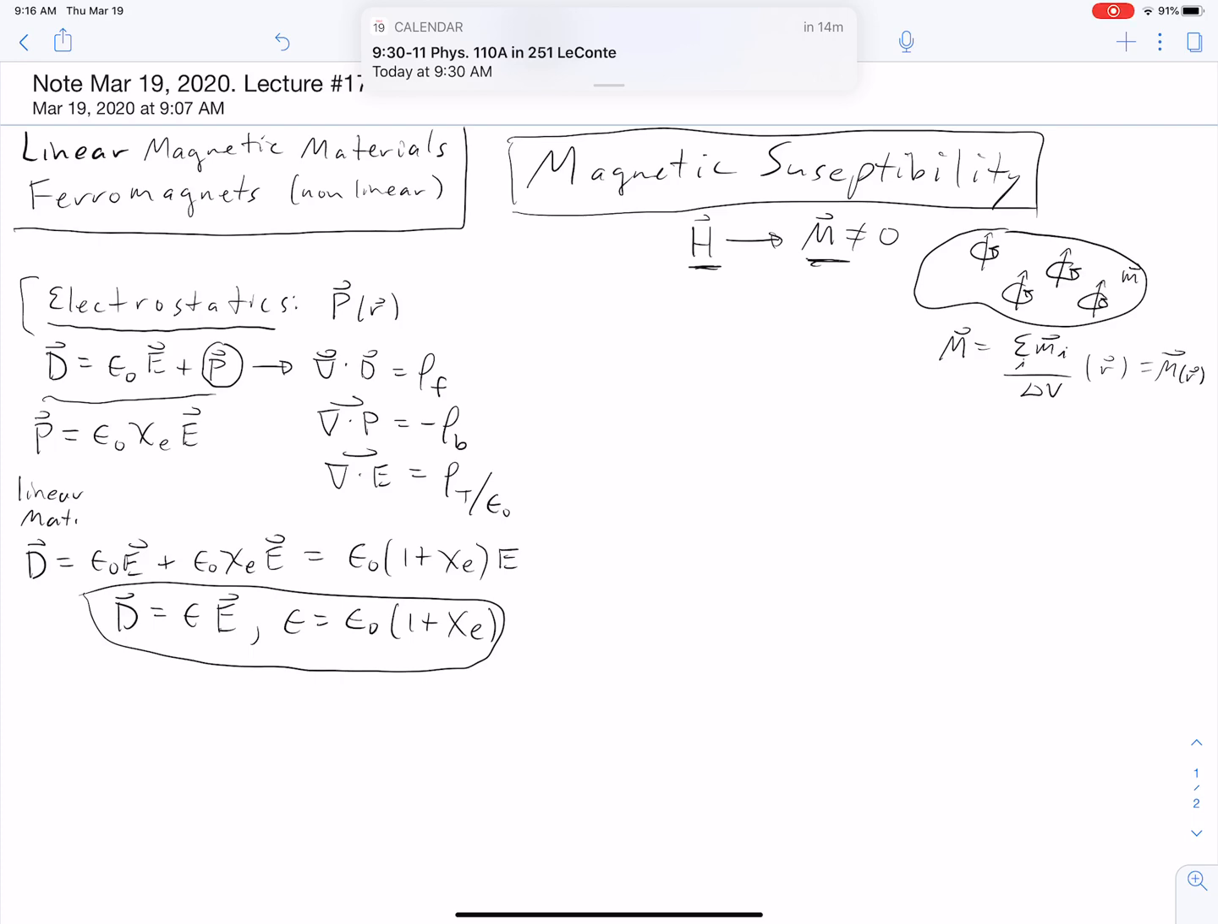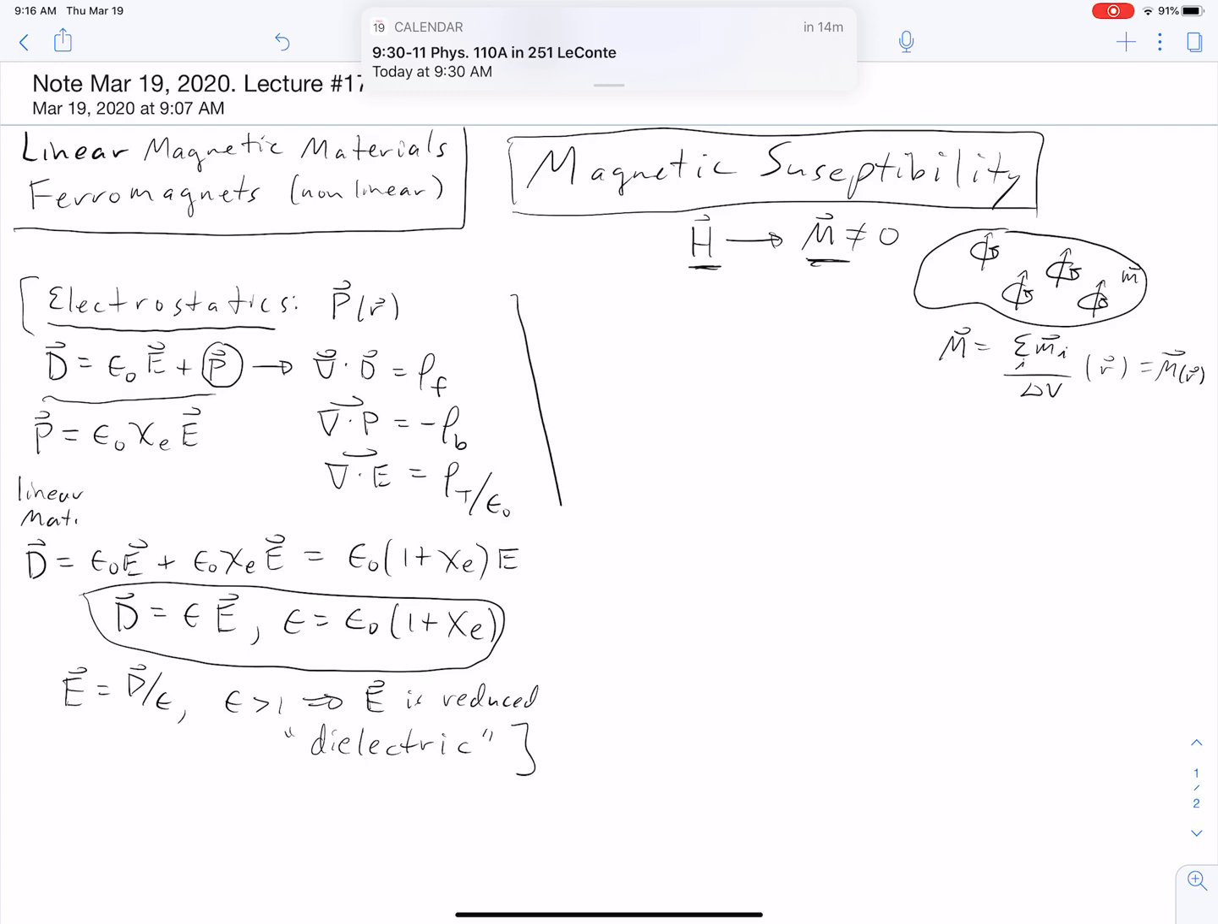And then we said that E is equal to D divided by epsilon, and epsilon is always bigger than epsilon naught, and so that means that the electric field is reduced due to polarization. The electric field is reduced, and that's why we call insulators dielectrics, because they go against the electric field. Okay, so that was the electrostatic case, and that's just review.